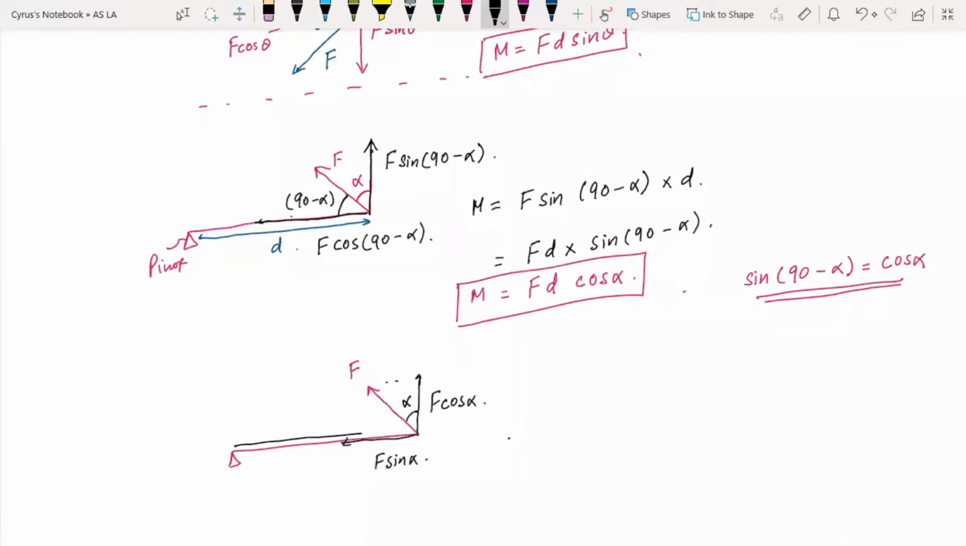And this distance here is d. So again you see that the moment here becomes what? F cos of alpha into d. So this becomes fd cos of alpha. So you see that they are the same.